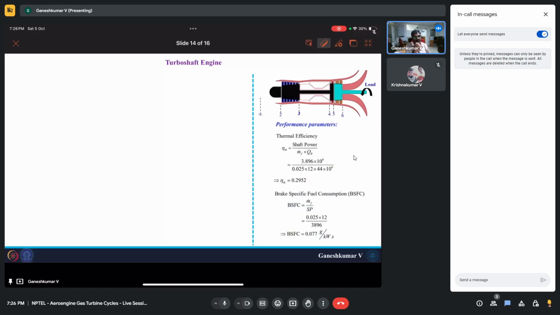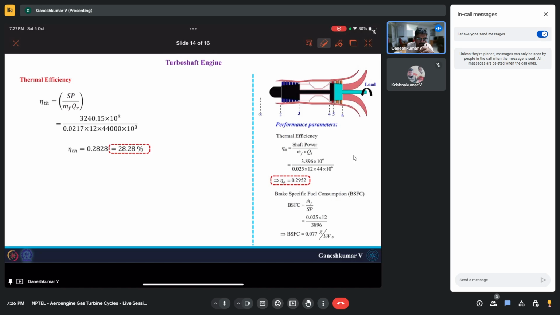The next performance parameter that we have is efficiency. Thermal efficiency we can calculate as the expected output, here the shaft power, over the input that we give in terms of fuel, which is m dot F into QR. The shaft power we know is 3.24 megawatts, and m dot F and QR we know. If you substitute the numbers, you will end up having an efficiency of 28.28 percent, which is comparable to the flying condition, which was around 29.52 percent.